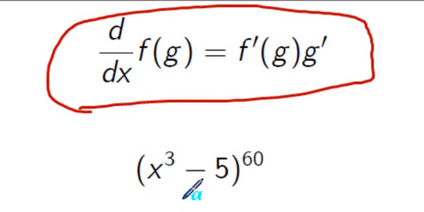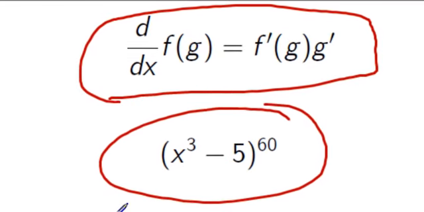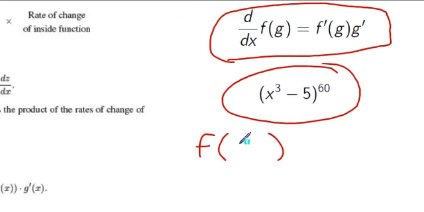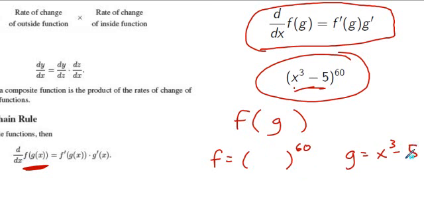What you want to do, again, is hop on your airplane, go 10,000 feet in the air, and look down at this and see what you've got going on. What you can clearly, hopefully, see is that you have a function inside of a function, meaning you have some outside function and some inside function inside of it. In this case, your f piece would be something raised to the 60th power, while your inside function, the g function, is x cubed minus 5.